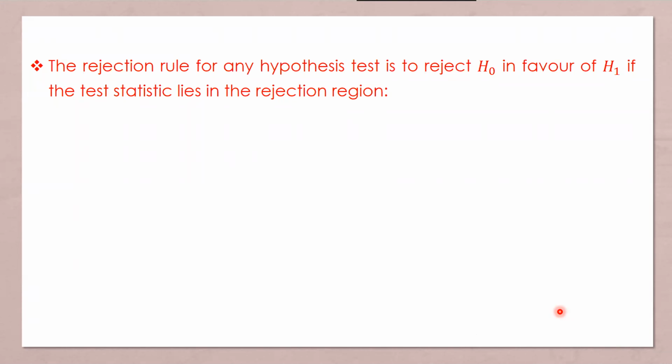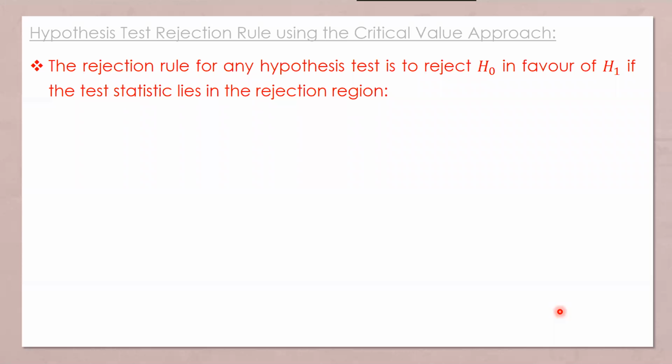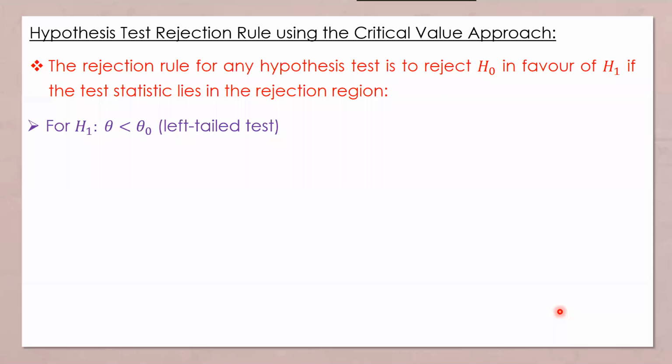So the rejection rule for any hypothesis test is to reject the null hypothesis in favor of the alternative if our test statistic lies in the rejection region. And that means, as discussed in the previous slide, the rejection region is dependent on the alternative.